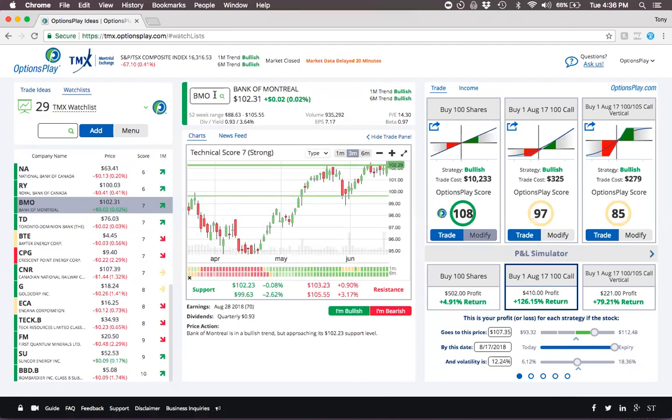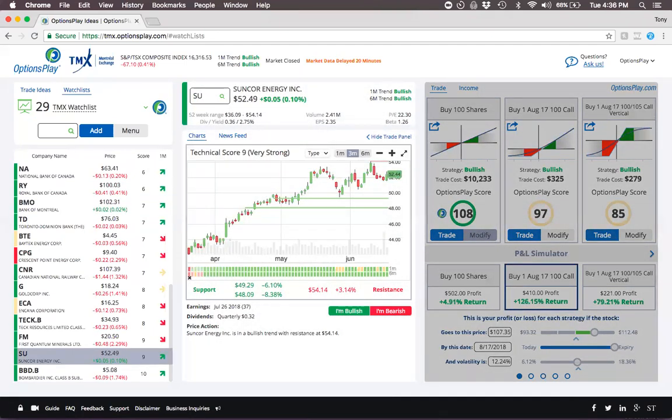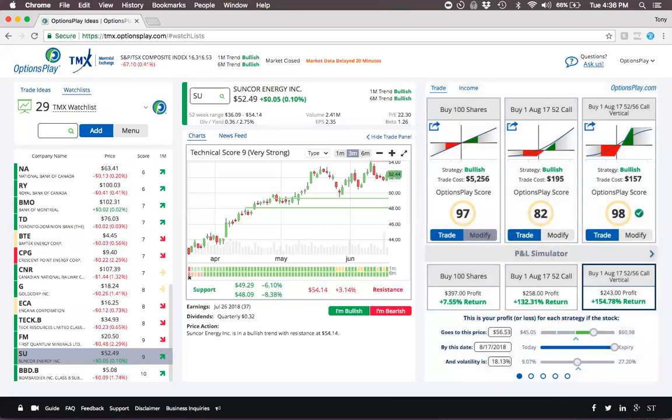So I'm going to start off with a few different examples here. Let's start off with Suncor Energy. This is a strong bullish stock. Very simple. As you can see, the 1 month and 6 month trend for the stock is bullish. The technical score is 9, telling you this is a very strong stock.